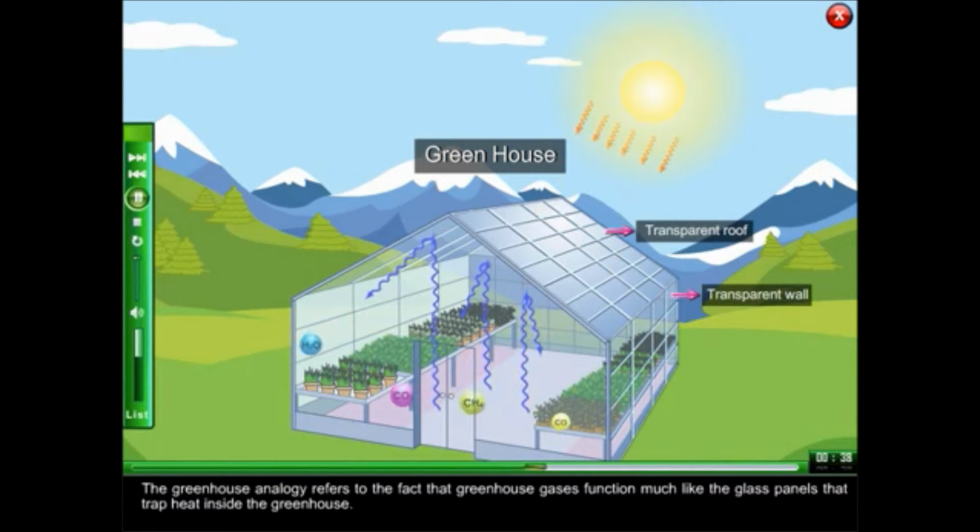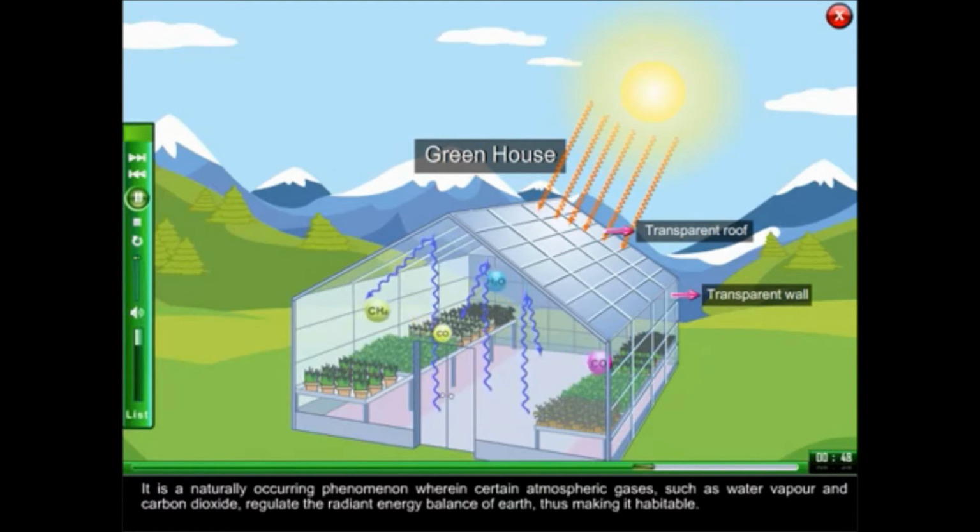The greenhouse analogy refers to the fact that greenhouse gases function much like the glass panels that trap heat inside the greenhouse. It is a naturally occurring phenomenon wherein certain atmospheric gases, such as water vapor and carbon dioxide, regulate the radiant energy balance of Earth, thus making it habitable.